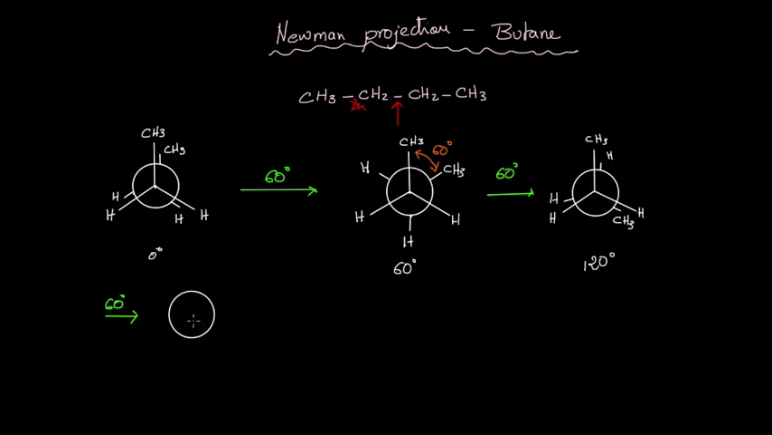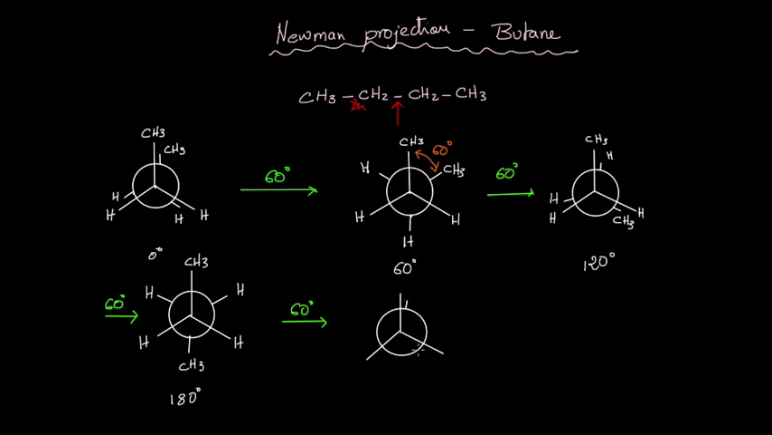So that's now 1, 2, and 3. So I have CH3, H, H, and the CH3 is here now, and these are the 2 hydrogens, and this is the 180 degrees conformation. Another 60 degrees will take me back to eclipsed conformation again.